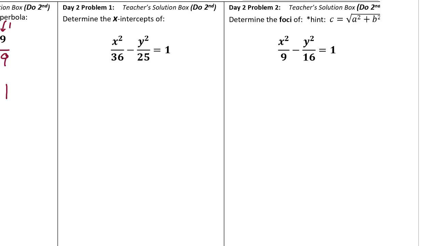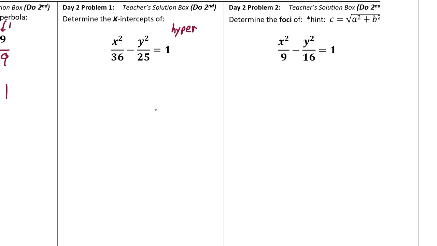Here is the solution for day 2, problem 1. Determine the x-intercepts of the graph of this expression right here. This is a hyperbola because of the minus sign. When we graph the hyperbola, it will cross the x-axis at some place.